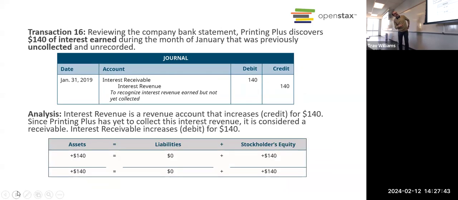Right, another transaction. We find $140 of interest that we've earned and have not collected. So we have interest receivable. Our customer or our borrower owes us that money. And interest revenue because we earned that interest. Interest receivable is what type of account? Asset, exactly. We see the asset going up. And then revenue increases our equity.